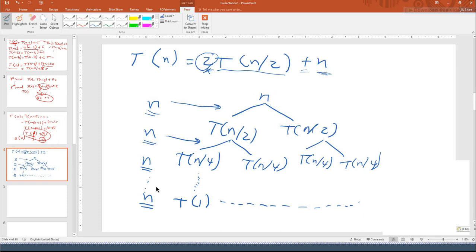Until here is clear. I just divided it into trees, and from the trees I find how much time or how much load I need to work on every single level.